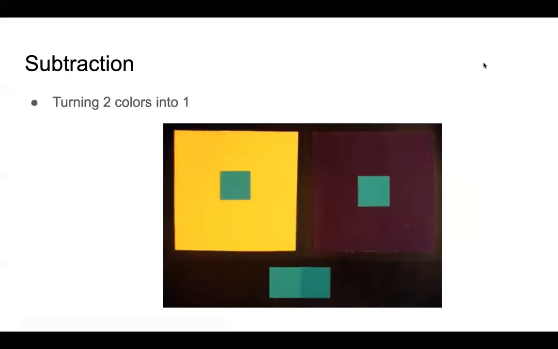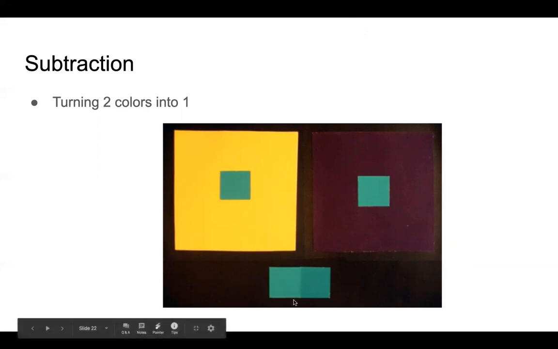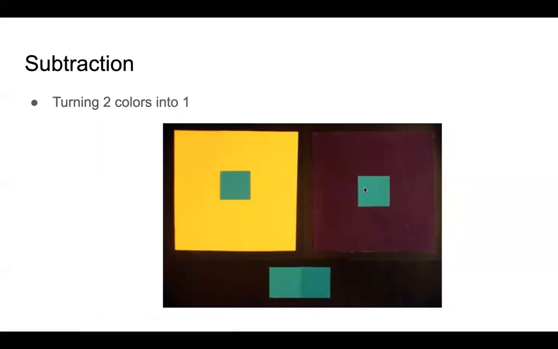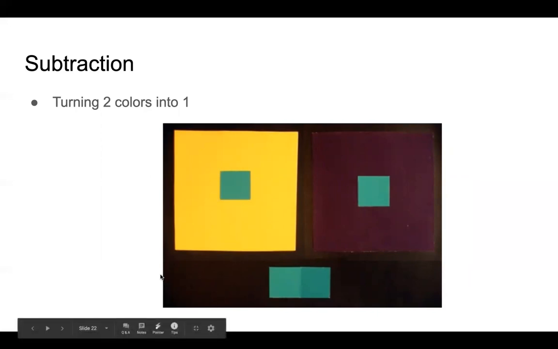Okay. So this is kind of the reverse thing going on. And this is called turning two colors into one. So this just further illustrates how color can bear its influence on other colors. So you've got two different greens, and you put them on top of their respective backgrounds, and you can see that they look very similar.